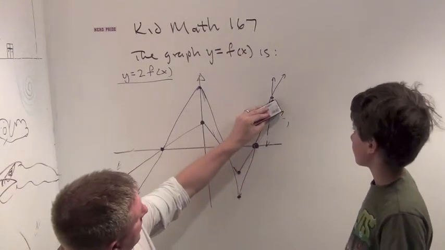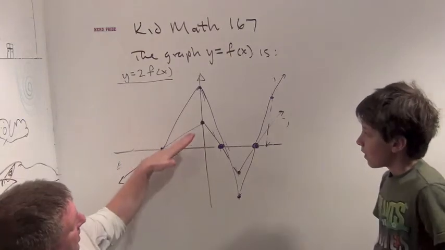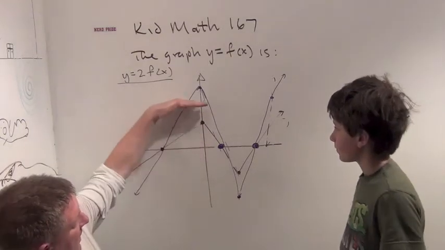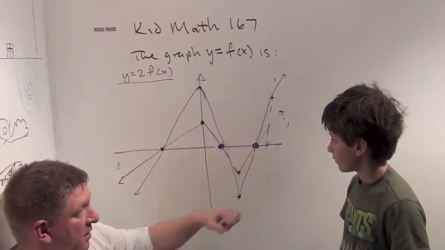So there you go. There's a good approximation of 2 times it. Up here, everything's multiplied by 2. Down here, everything's down by 2. The zeros are unaffected.